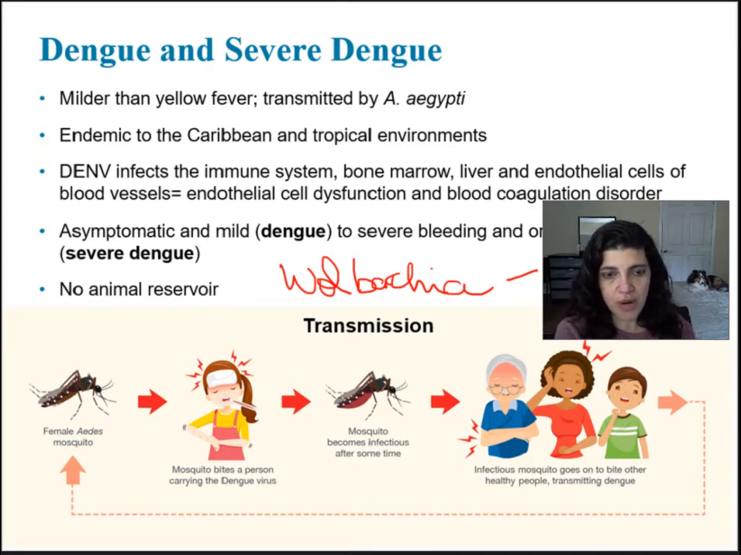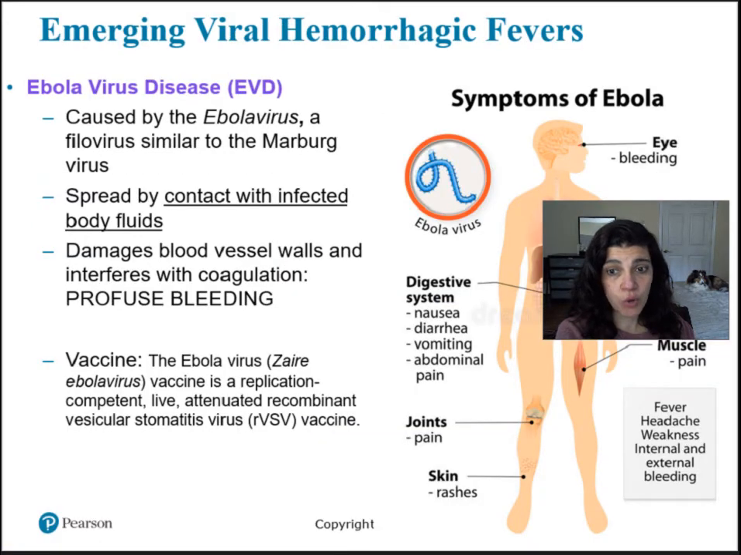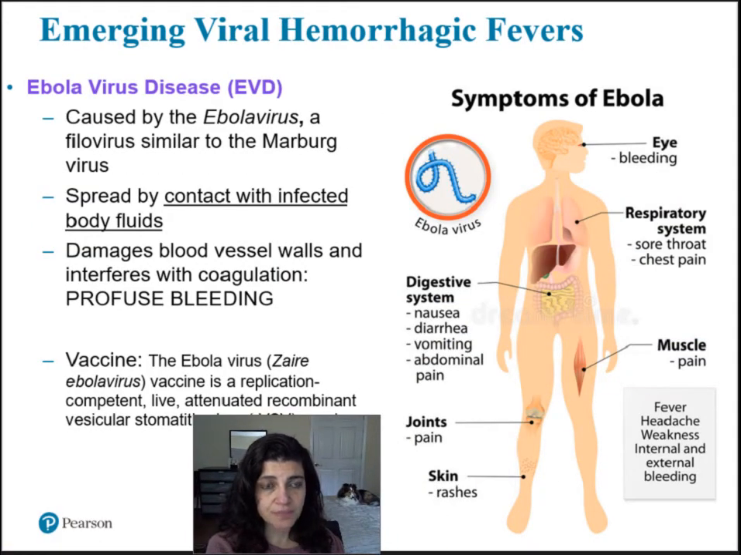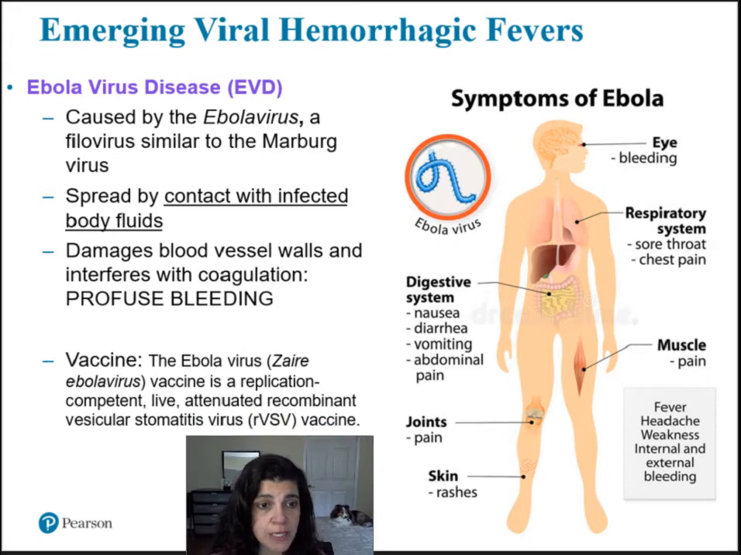Another hemorrhagic disease is Ebola. Ebola is caused by the Ebola virus, and it's spread through infected body fluids. Okay, one of the main things related to this disease is that when you get infected with this virus, it causes profuse bleeding. This virus comes from the wild, so I'm going to show you a picture in a minute talking about how it gets transmitted.